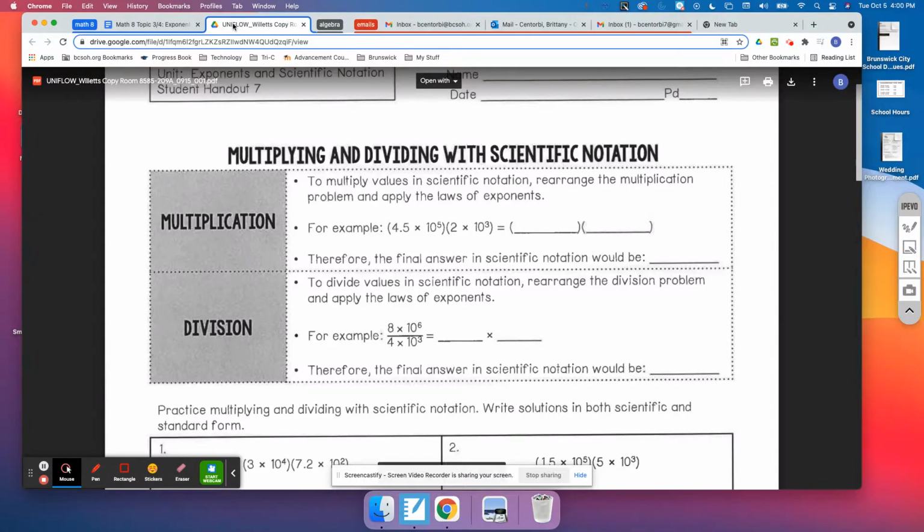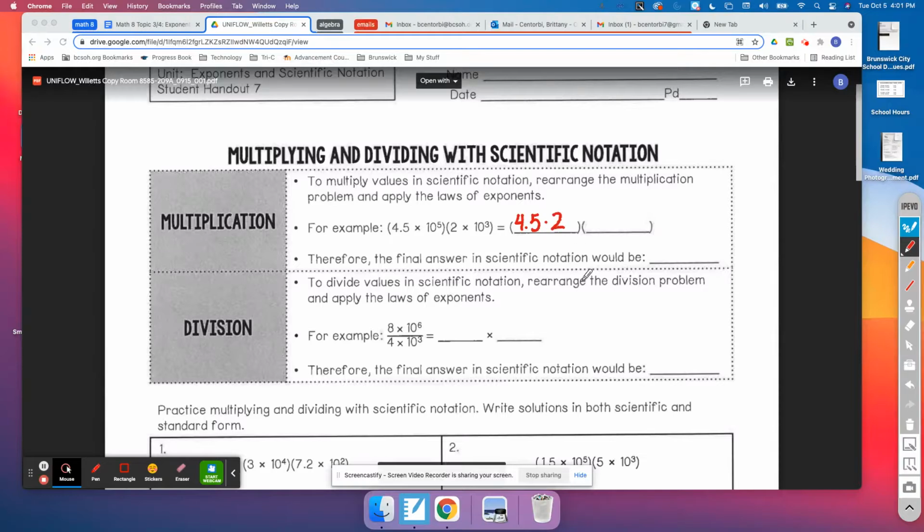So the last thing we're going to be doing with scientific notation is multiplying and dividing. So multiplying and dividing, we multiply the numbers and then use the laws of exponents. So for example, 4.5 times 10 to the fifth times 2 times 10 to the third, we would do as 4.5 times 2, and then we would do 10 to the fifth times 10 to the third and follow our exponent rules with addition there.